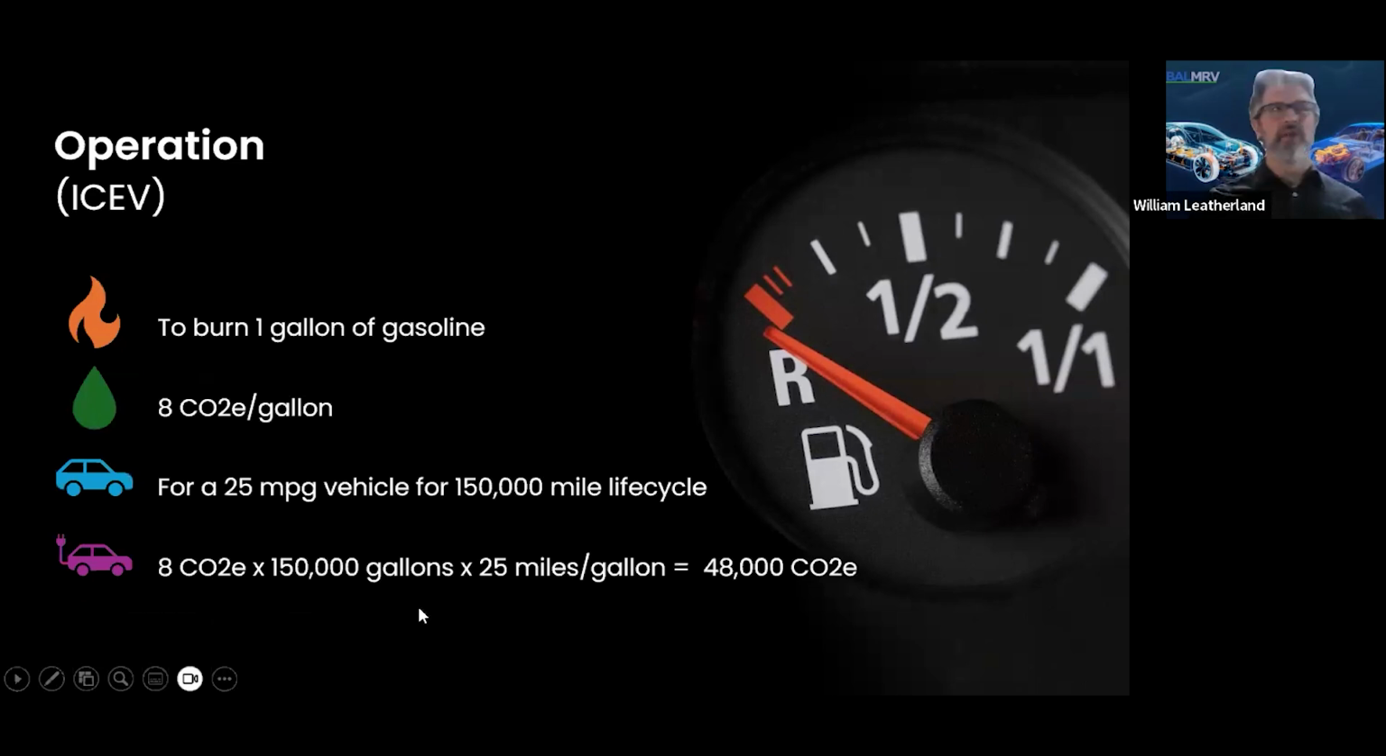And then here's the one that's always discussed: the operation of the internal combustion engine. To burn 1 gallon of gasoline, now we're not talking about producing it, we've added those numbers in. It was about 19,600. To burn 1 gallon of gasoline, it's about 8 kilograms of CO2 equivalent per gallon. And for a 25 mile per gallon vehicle for 150,000 miles, we're looking at about 48,000 kilograms of CO2 equivalent. So that's where the number really jumps up for us.